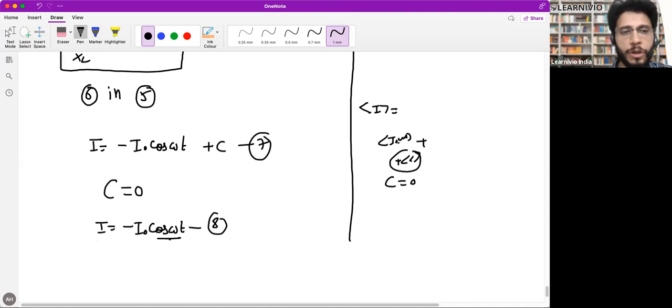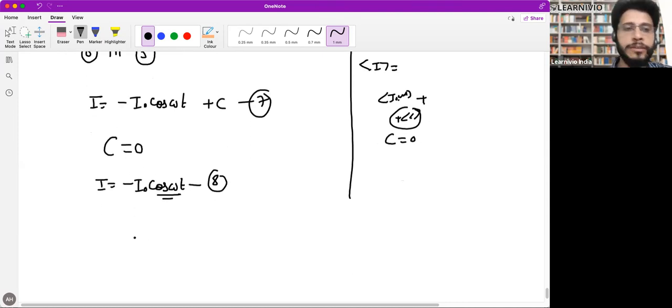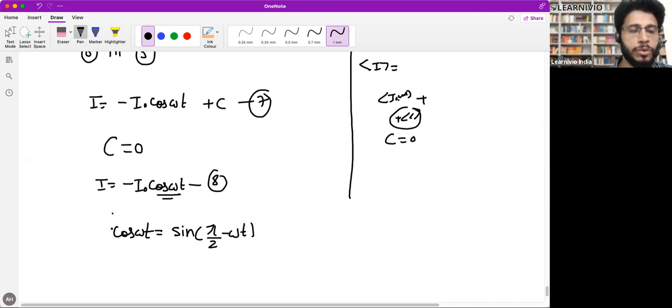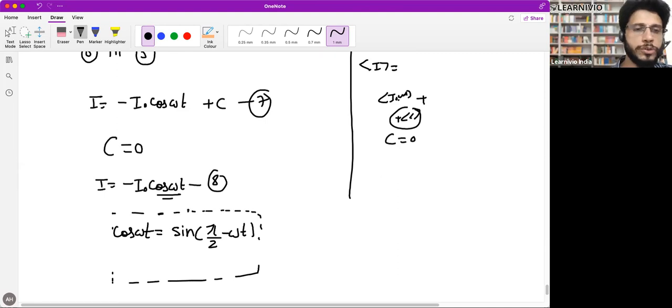There is one small issue, that is of cos omega t. In trigonometry, you can convert cos into sine. You can write cos omega t as sine of pi by 2 minus omega t. Those who don't have mathematics, you have to memorize this. This is the relation between cos and sine. You can convert cos into sine using this equation. Let's call this equation number 9.